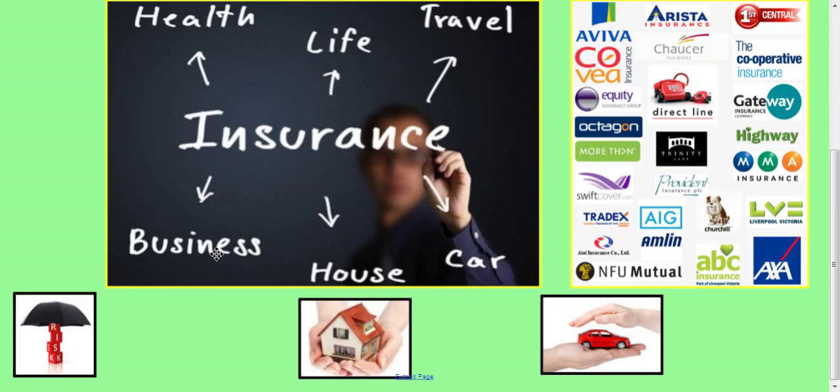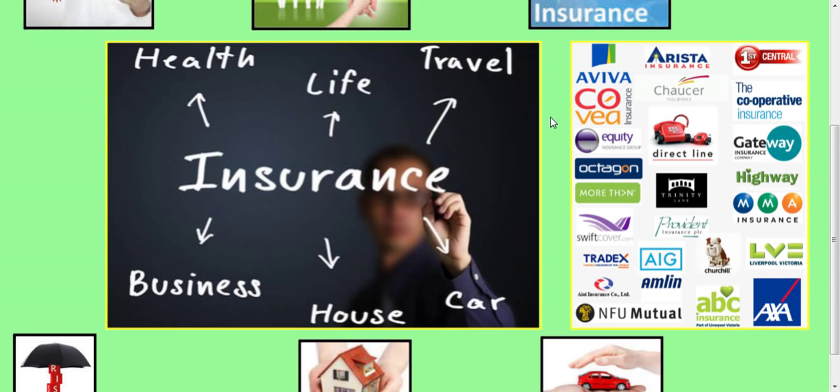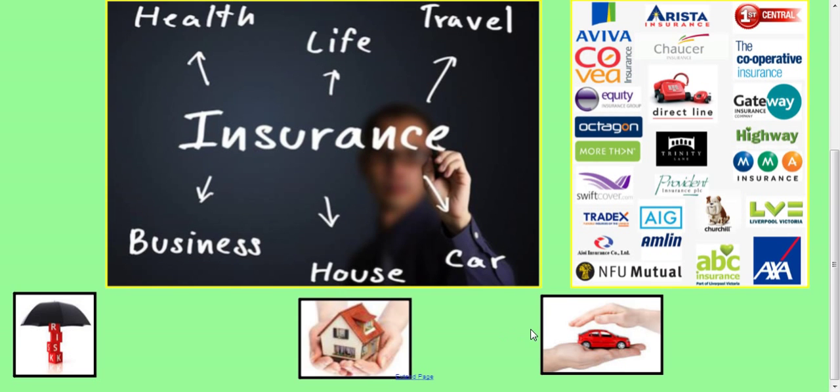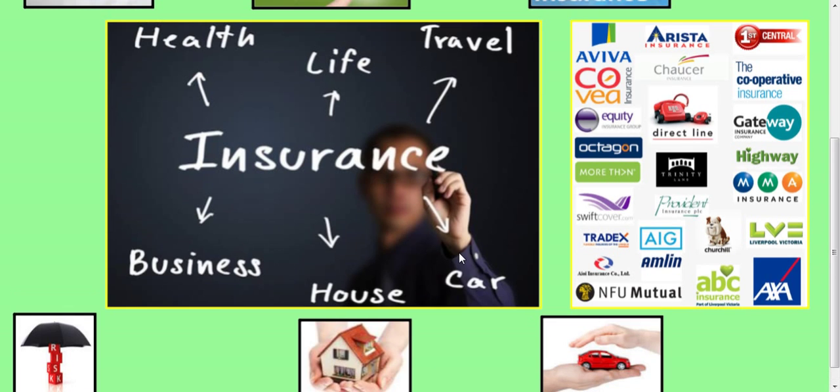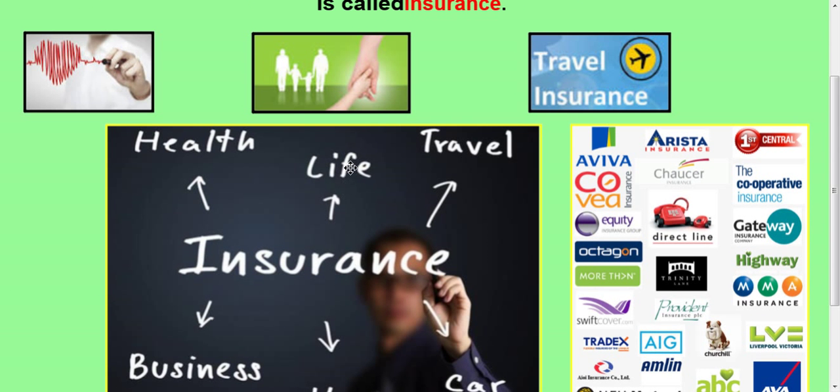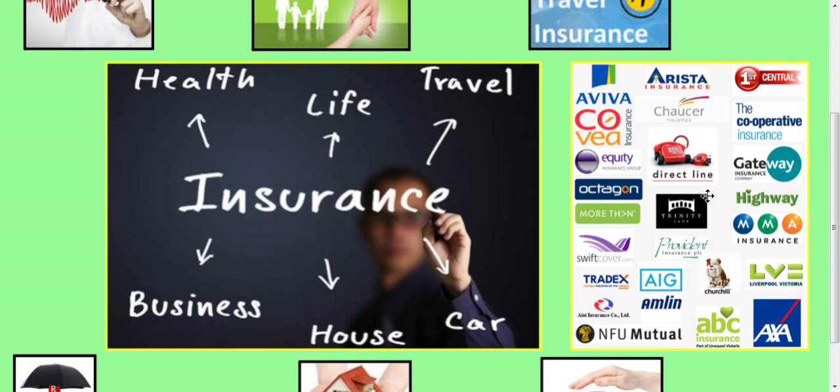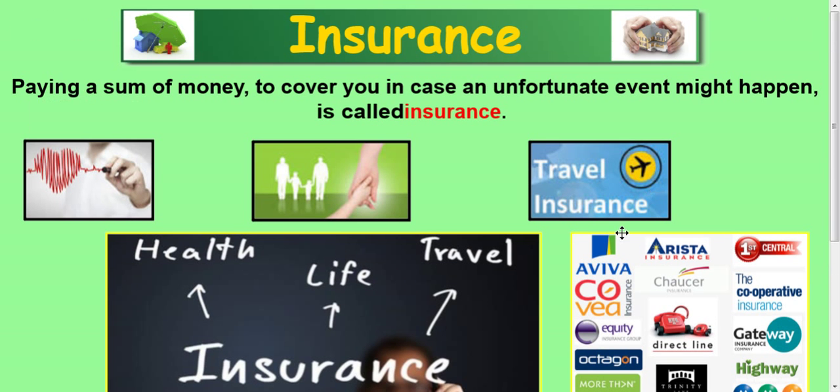Some you must take out, some you don't need to. For example, travel insurance you don't need to, but you must take out house insurance if you buy a house, car insurance if you drive a car, life insurance if you own a house and have a mortgage. There's loads of different companies that offer this type of insurance. I'm sure you've seen some on the television, and they are very profitable companies.